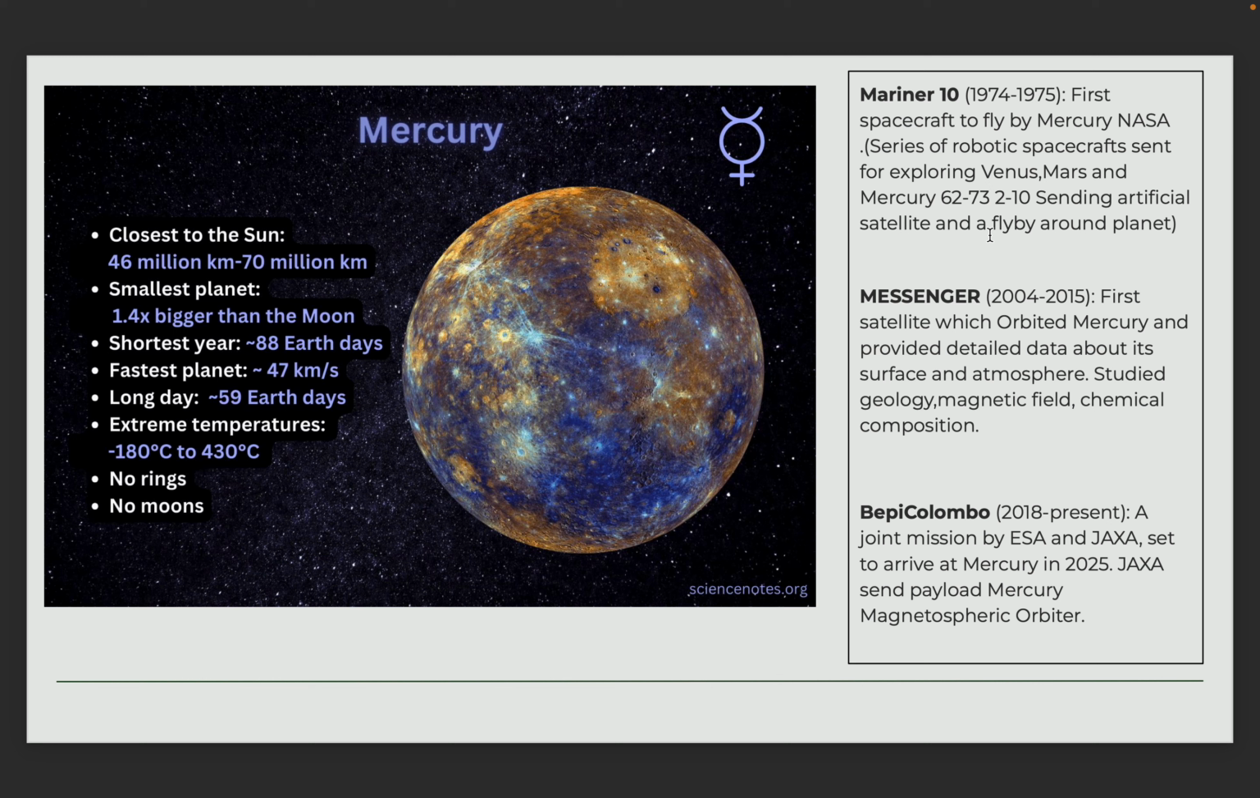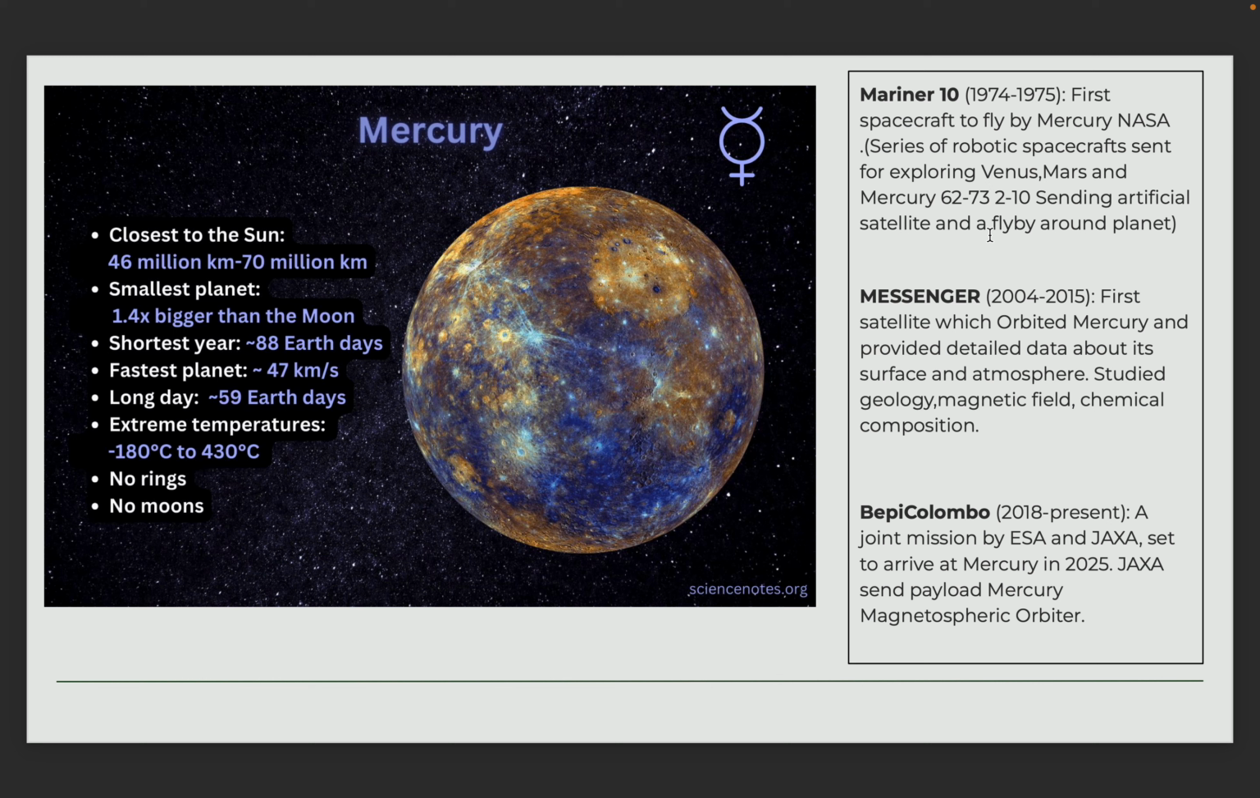At that time, a series of robotic spacecraft were sent for exploring different planets such as Mars, Venus, and Mercury, and those are named Mariner 2 to Mariner 10. They did not land on the planets. They did the flyby of the planet.